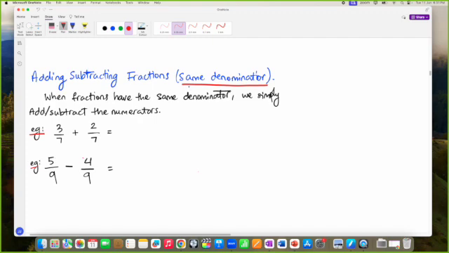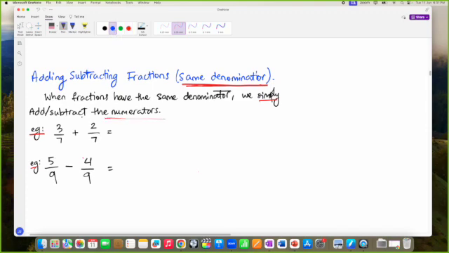But this time we're talking about the same denominator. Let me take off the capybara because things are getting serious now. Right? We're talking about the same denominator. When fractions have the same denominator, we simply add or subtract the numerators.